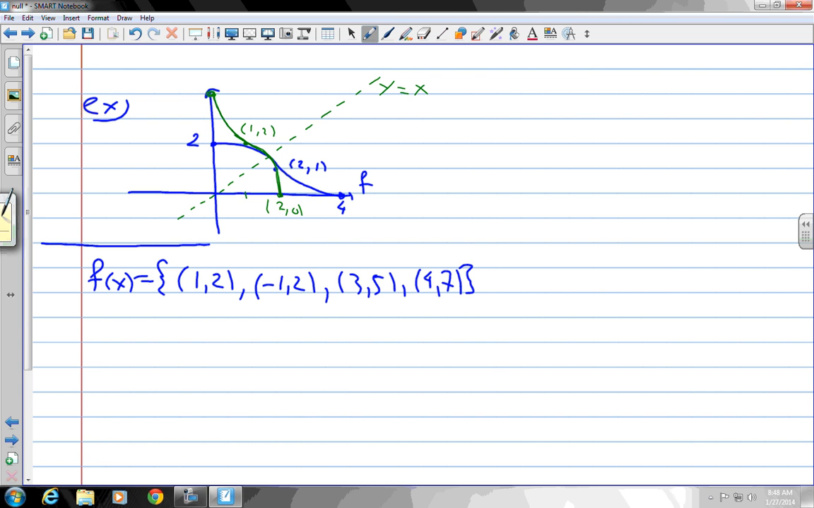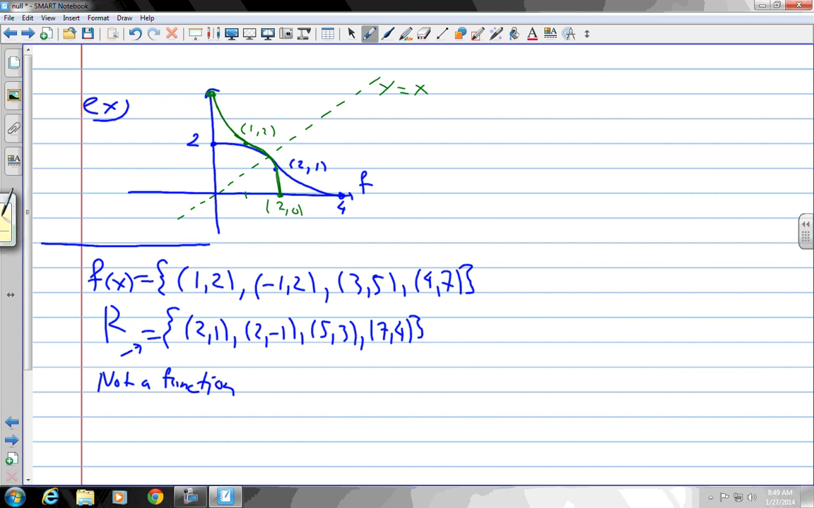Is this a function? Well, I called it a function. I wrote f of x, so you can just say, well, that's what you said, but it is a function, right? But if I try to reverse all the ordered pairs, I'll get 2, 1, 2, -1, 5, 3, 7, 4, right? Now, is that a function? No. This is some relation, but it's not a function. Why is it not a function? Right, there's 2 points. You have the same input, 2 different outputs. So that's not a function.